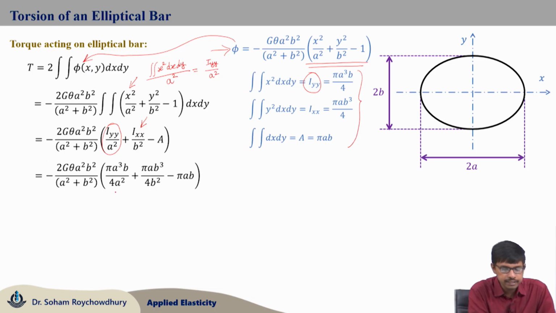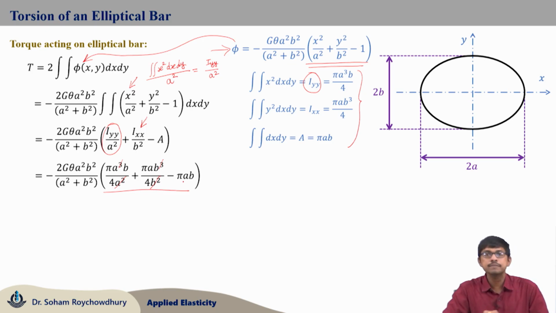Now, we can simplify the term within the bracket. These a square will get cancelled and this b square will cancel. So, we will have pi a b by 4 plus pi a b by 4 minus pi a b. So, this would be minus pi a b by 2. Multiplying this with the external constant, in total T becomes pi G theta a cube b cube divided by a square plus b square. So, this is the relation between the torque and the angle of twist theta. T is pi G theta a cube b cube divided by a square plus b square for the elliptical cross section.